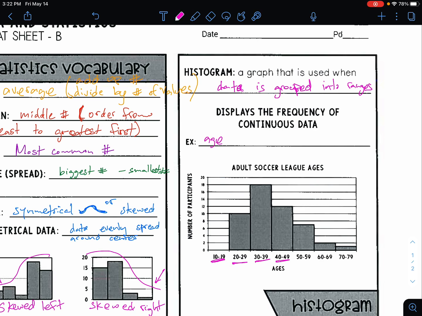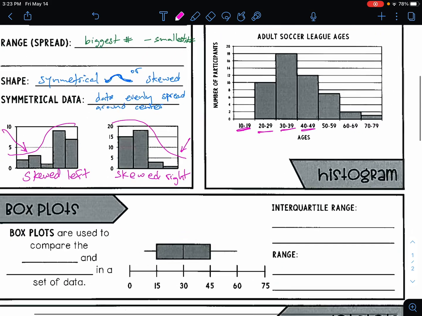Other things besides ages, really common is time. So for example, do you watch TV between 0 and 15 minutes a day, or 15 to 30, 30 to 45? You've also got height, sometimes weight or height are good examples. There are lots of things you can do histograms with.